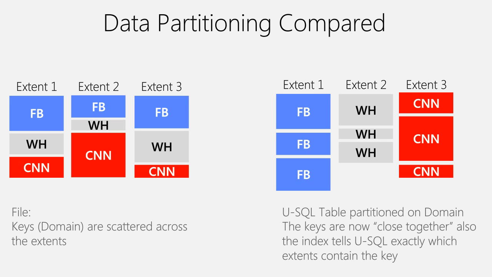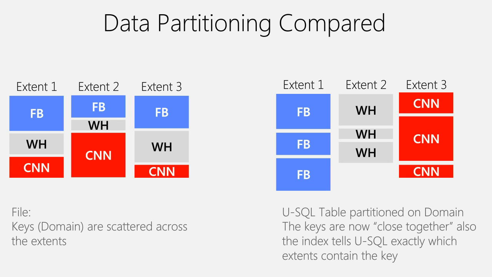Okay, so here is a quick comparison of when the data is not partitioned properly and when the data is partitioned properly, right? So here, there are smaller files. Each of the smaller files has the same data, which means Facebook is also here, here, here, right? It is scattered in multiple files or extents.